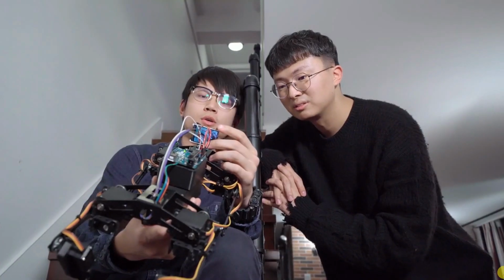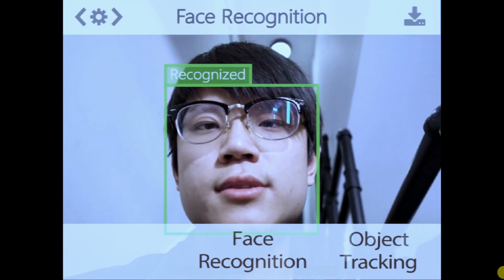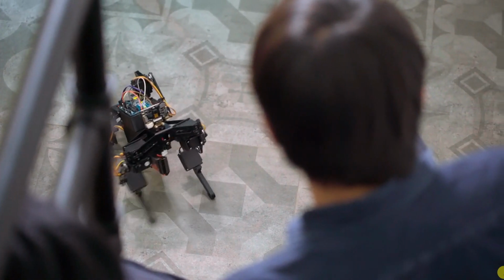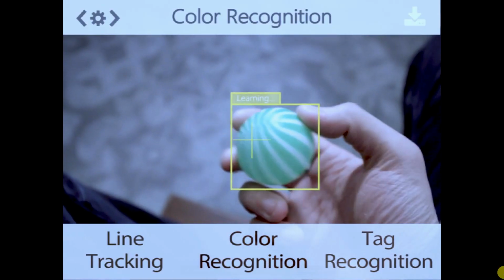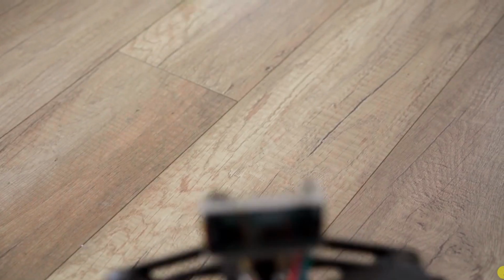Put HuskyLens into a robotic dog and switch on the face recognition. A new face can be learned and recognized. A unique pet is now alive. The color recognition makes the scenario even more fun. It learns a new ball and follows it. The interaction with the robotic toy has been brought to a new level.